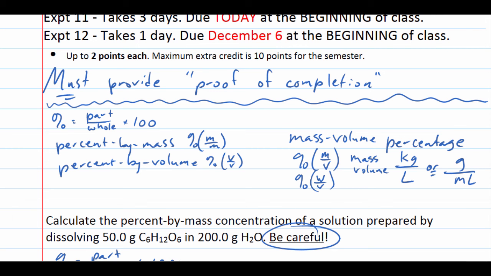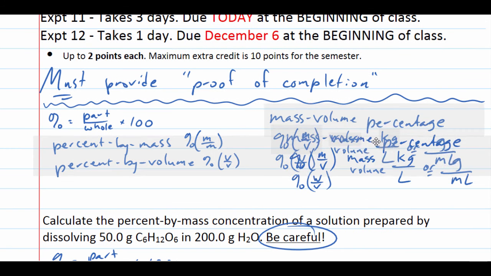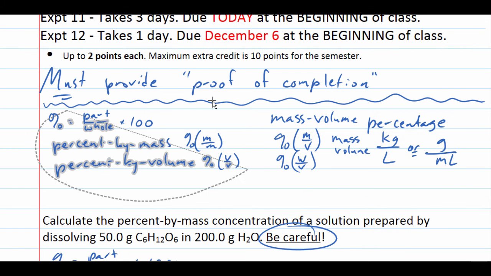And so again, other than that, if we go back to the units that are over here, the units don't matter as long as the units in the numerator and denominator are the same. But for the mass volume percentage, we do need to have very specific units in the numerator and denominator.